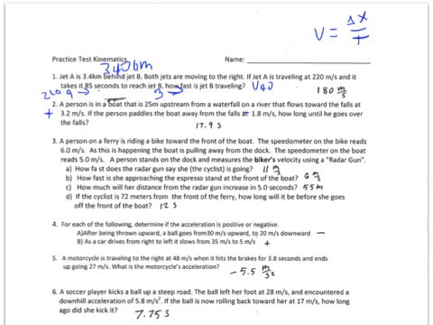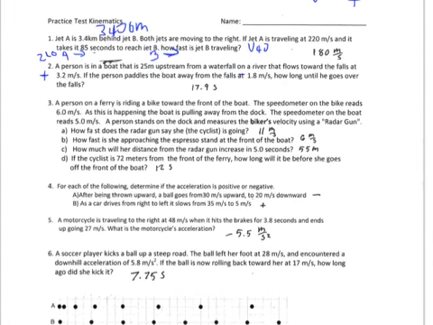Now the person on the ferry, this is where we have both objects moving together and separately. So let's see if we can figure out how to do this next one. A person on the ferry is riding a bike towards the front of the boat. The speedometer on the bike only knows how fast the person is going relative to the boat, and that says they're going 6. Now the ferry is pulling away from the dock, so the speedometer on the bike has no idea what the boat is doing, and the speedometer on the boat says it's going 5.